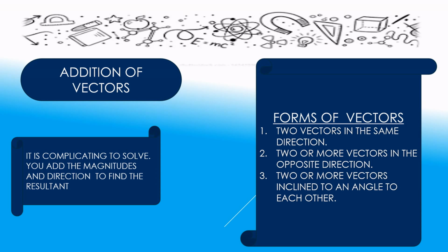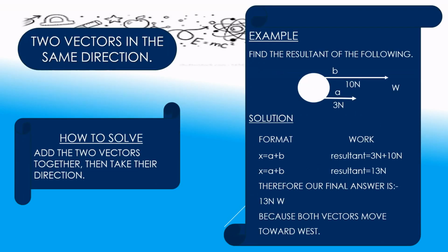Since we now know how to represent vectors, let's move to the forms of vectors. In this video we are going to be discussing the three main forms. The first form has two vectors moving in the same direction. This is the simplest form of vector. You just add the two vectors and find the direction where the vectors move in.